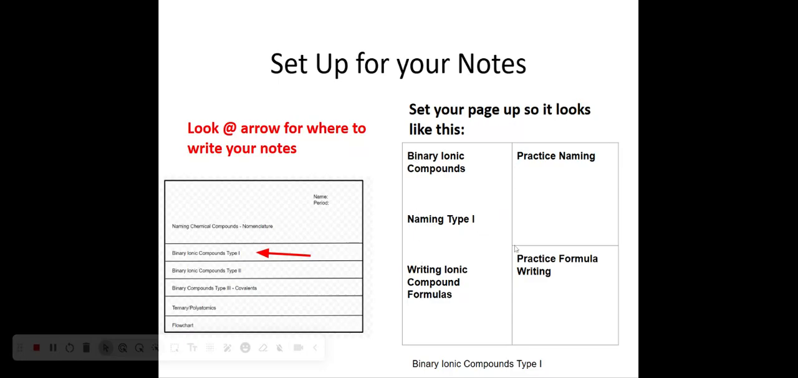So I kind of divide my page in half, and then I split the left half of the page into 3 parts. So I'm going to write about binary ionic compounds, naming type 1, writing ionic compound formulas, and then the right half of the page, I'm going to use the first half for practicing naming and the second half for practicing formula writing. So pause the video here so you could set up your page so it looks like my setup, and making sure that you are using the right flap where it says binary ionic compounds type 1.